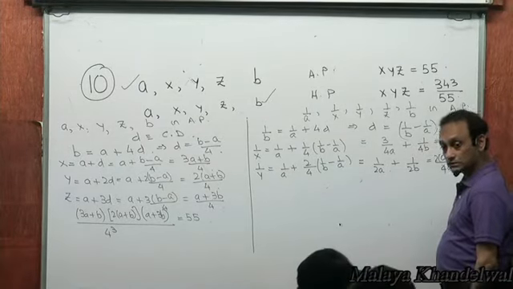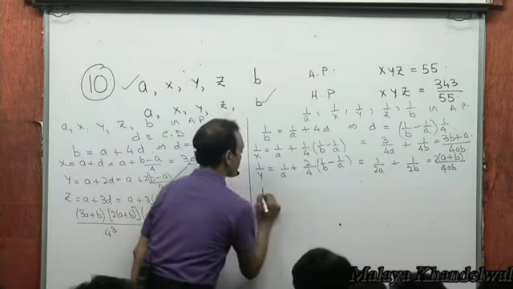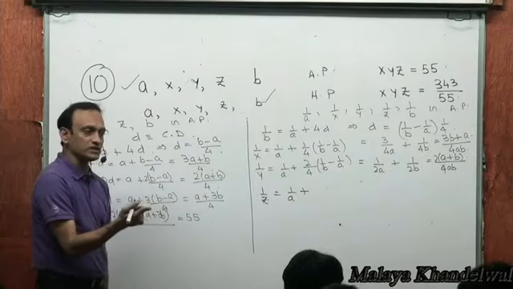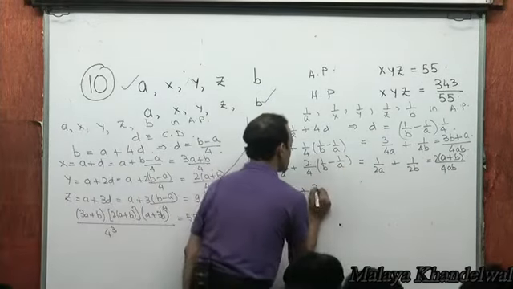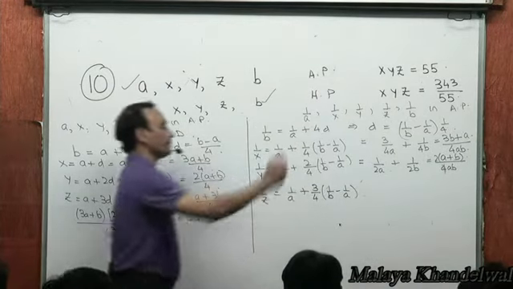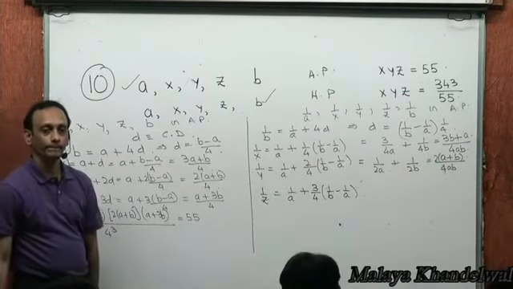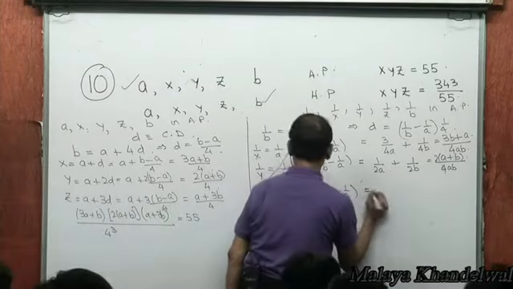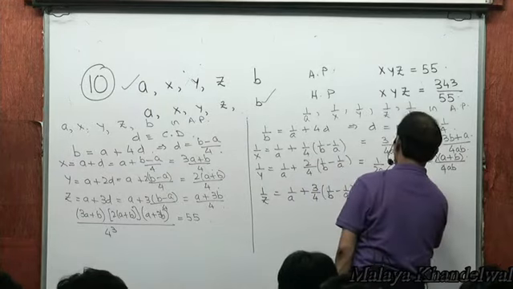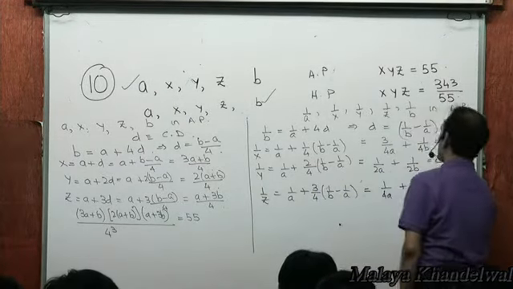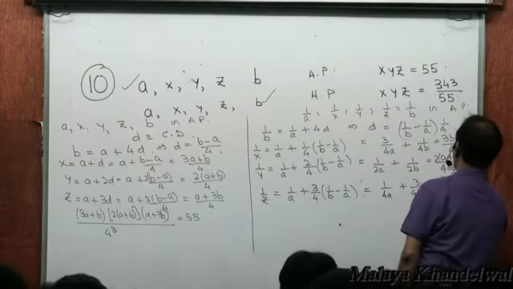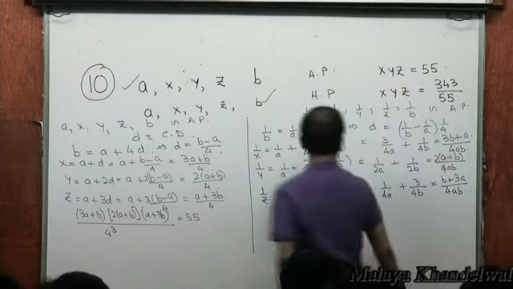Clear? 1 by z is going to be 1 by a plus 3 times the common difference, right? That means 3 by 4 into (1 by b minus 1 by a). Which is 1 by 4a plus 3 by 4b, which is (b plus 3a) by 4ab. Yes or no?